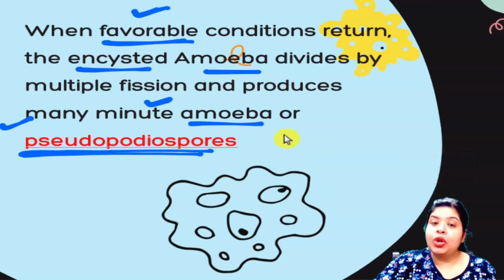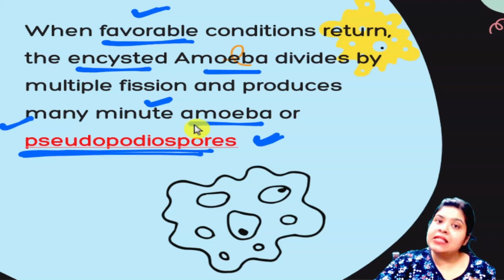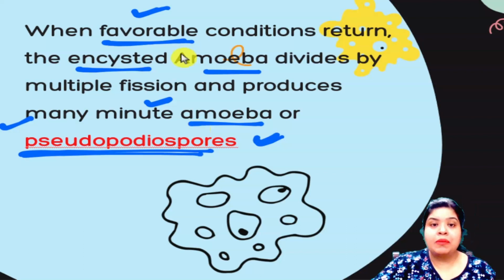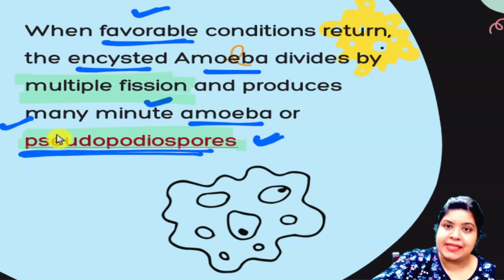pseudopodiospores. Okay, however, during the normal condition, we have studied that amoeba reproduces by binary fission, but when it is encysted and when the conditions change back to favorable again, in that condition it is reproducing by multiple fission, and it is producing many minute amoebae which are called pseudopodiospores.